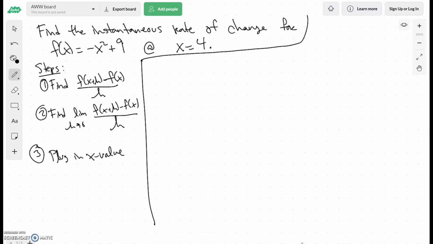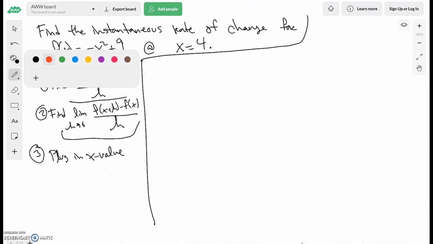Okay, so here's a problem. We want to find the instantaneous rate of change for f of x equals negative x squared plus 9 at x equals 4. On the left-hand side, I wrote down the steps. The first thing we want to figure out is the difference quotient. Then we're going to evaluate the limit as h goes to 0 of the difference quotient that we found in step 1. And then after that, we want to plug in the x value that they give us.